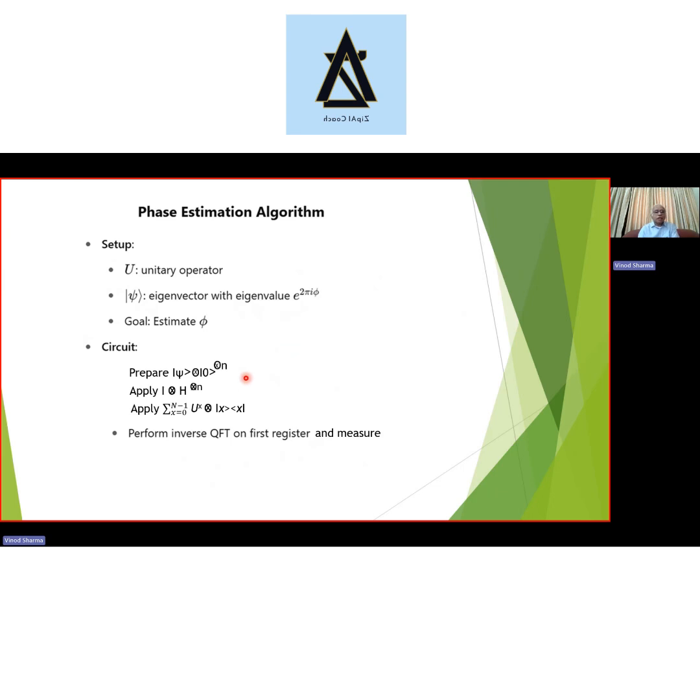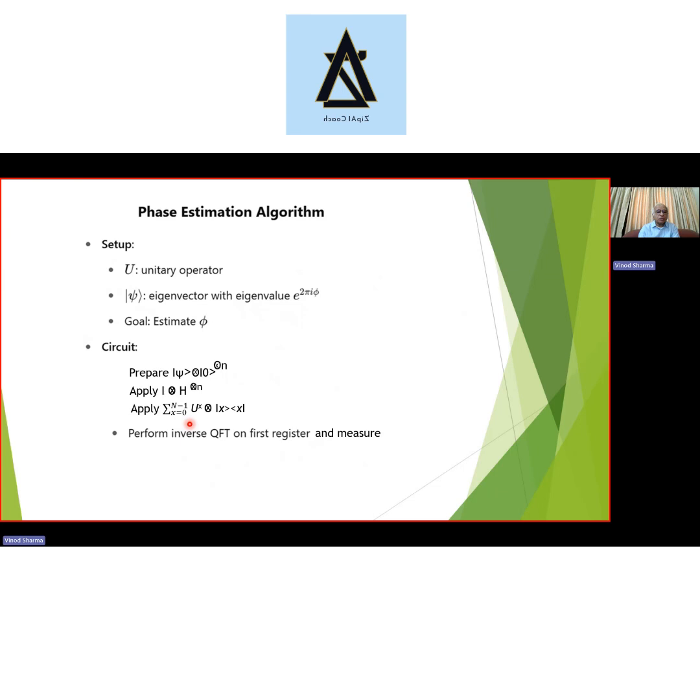You start with a quantum state, the eigenvector phi, tensored with 0 tensored n times. So n zero vectors, and this is the input to the circuit. Then on this circuit, you apply I tensored with the Hadamard transform H tensored n times. So basically on each one of those zeros, you apply H. Then on the resulting state, you apply this operator.